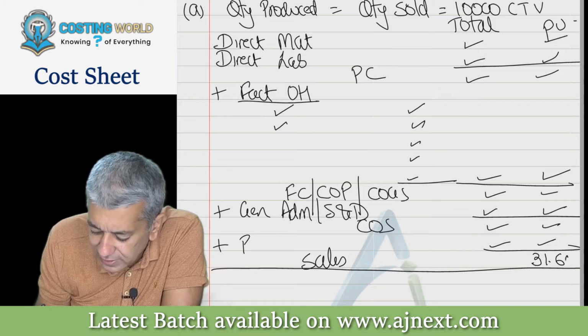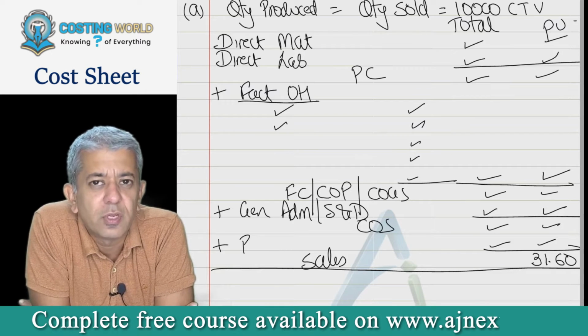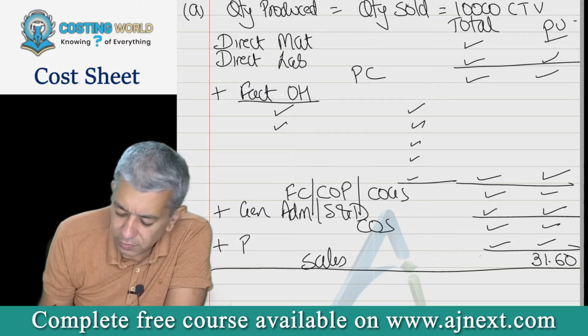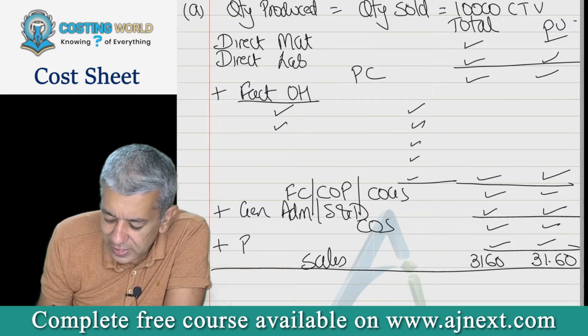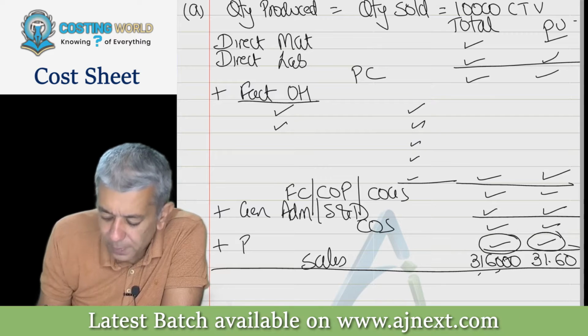31.60. Obviously, that is your selling price that comes over here. How many units are you going to be selling? 10,000. So therefore you multiply, and this will be your sales, 3,16,000. And this is going to be your balancing figure.